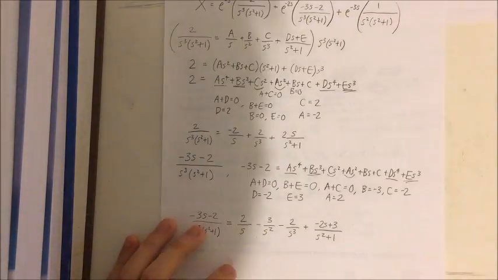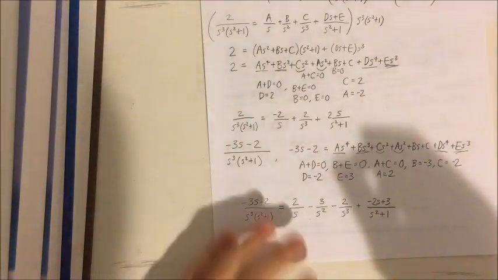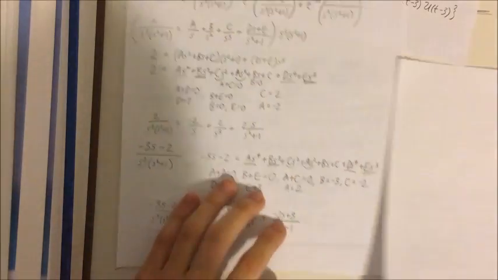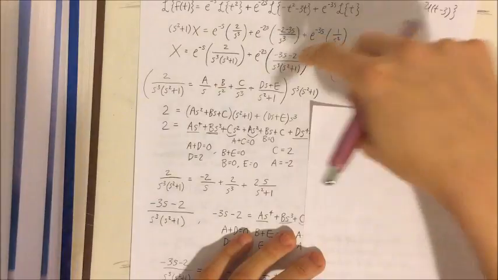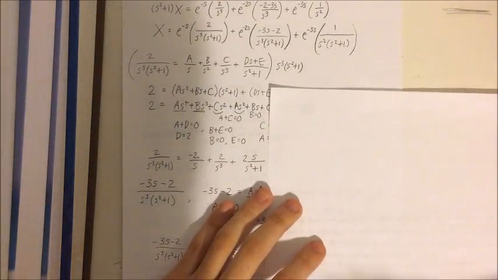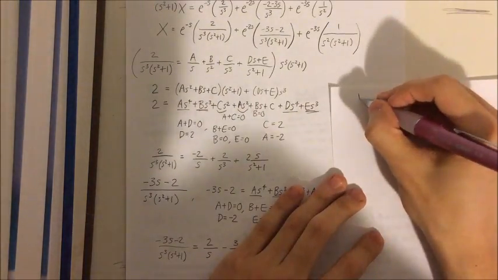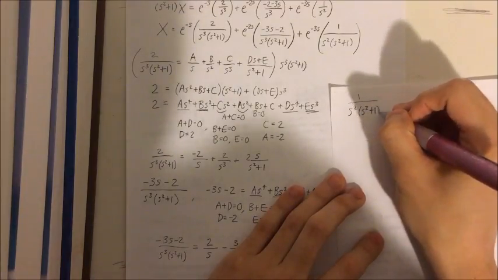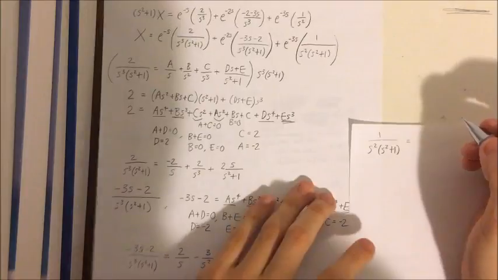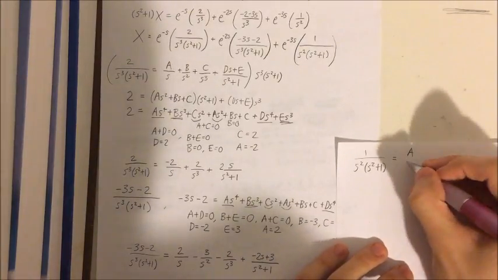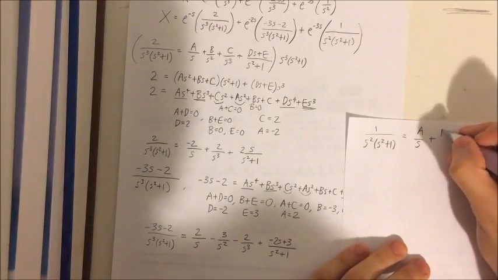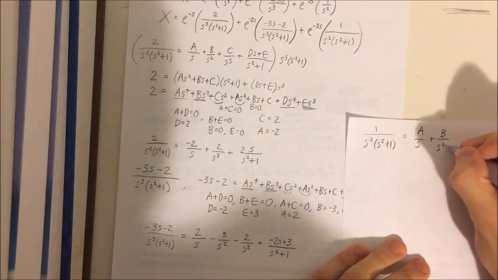Yeah, looks about right. So let's continue onwards. We have one more to go. We did this one, and now we need this one. This should be relatively straightforward: 1 over s squared times s squared plus 1 is equal to, go up the powers, but you don't have to go up to s cubed this time.